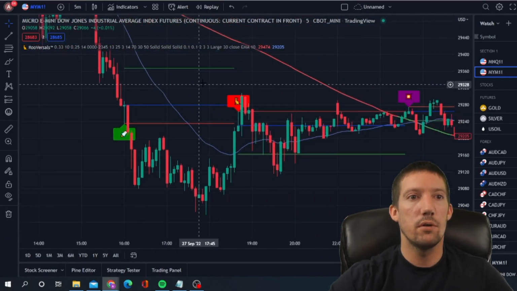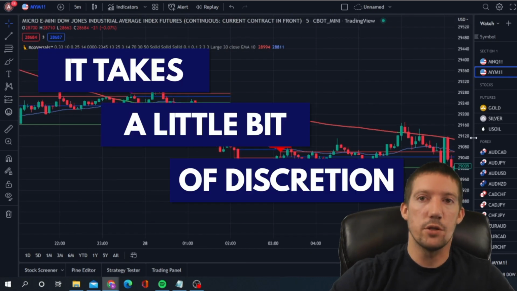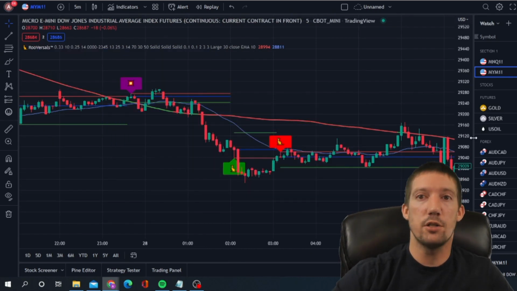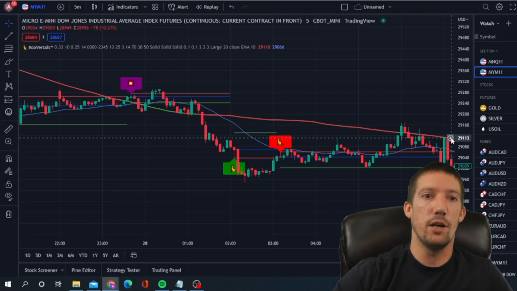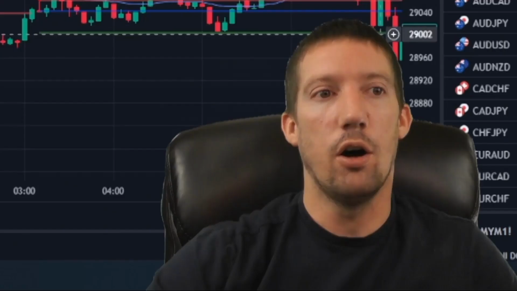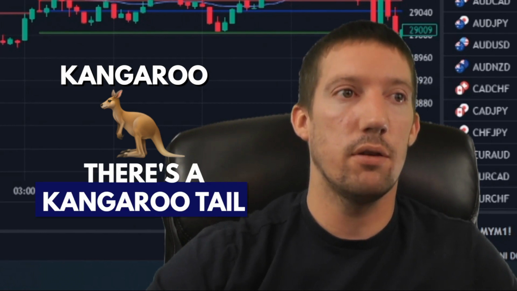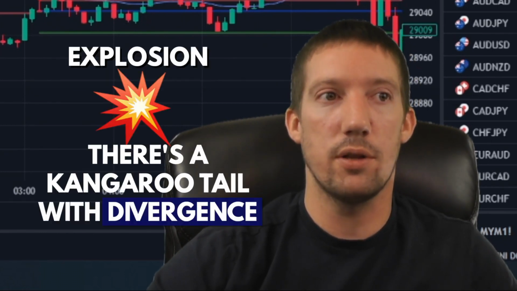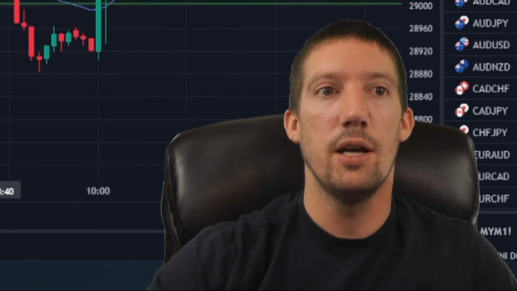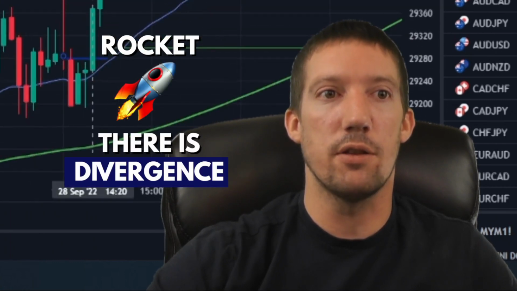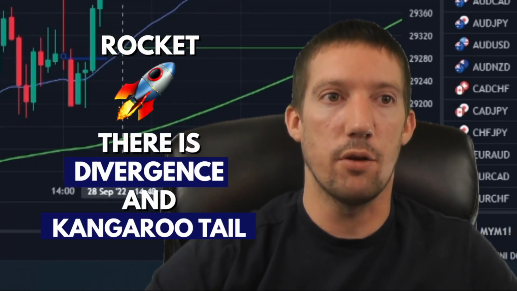That would have won. So as you can see, it takes a little bit of discretion, a little bit of experience to be able to spot when these are working and when they're not. But ultimately, the kangaroo tail means that there's a kangaroo tail. The rocket means there's a kangaroo tail with divergence and a volume spike. And the rocket just means that there is divergence and a kangaroo tail on the chart.